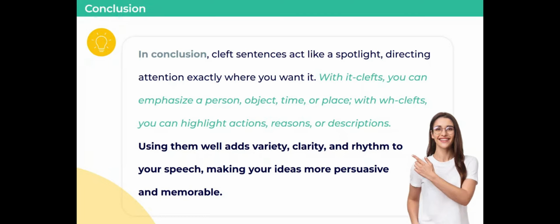In conclusion, cleft sentences act like a spotlight, directing attention exactly where you want it. With it-clefts, you can emphasize a person, object, time, or place. With WH clefts, you can highlight actions, reasons, or descriptions. Using them well adds variety, clarity, and rhythm to your speech, making your ideas more persuasive and memorable. So it's an extremely important function of language.